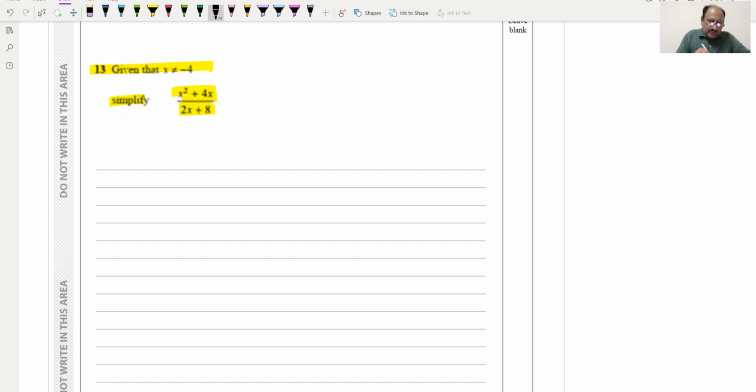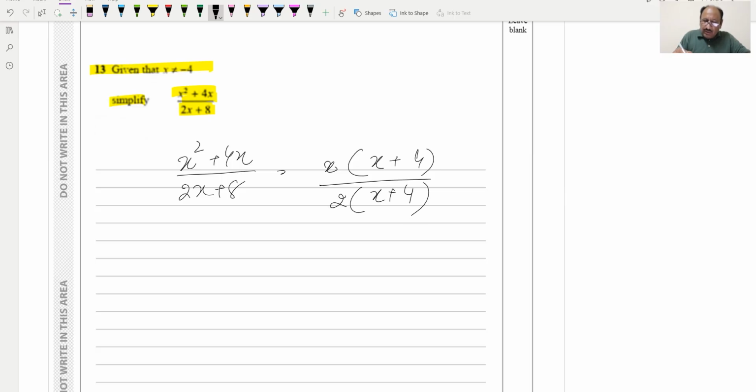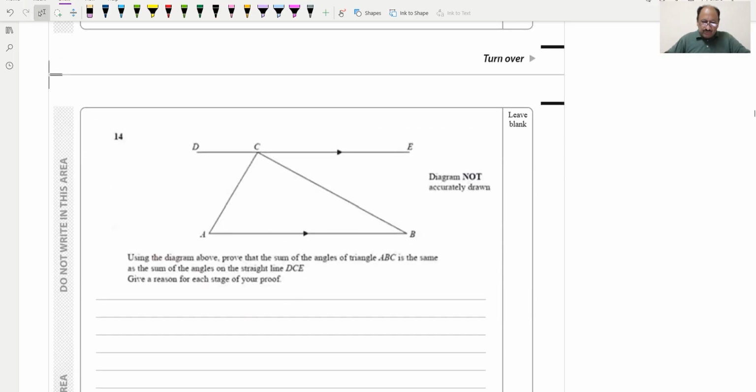If I rewrite it for you, x squared plus 4x divided by 2x plus 8. From the numerator we can take x common and inside will be x plus 4, and from the denominator we can take 2 common and it will be x plus 4, and x plus 4 will cancel with x plus 4 and the remaining final answer will be x by 2. This will be our final answer. Hopefully you got this, and this was a 3 marks question.